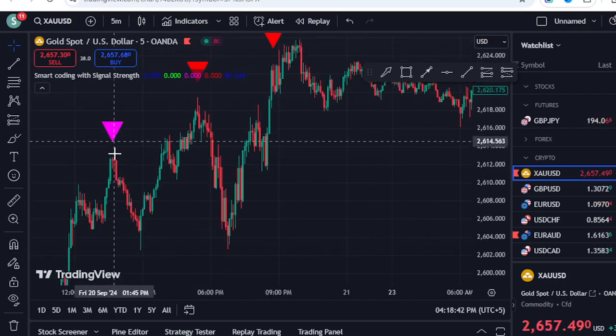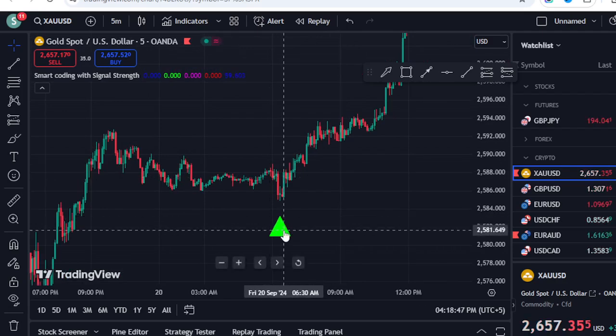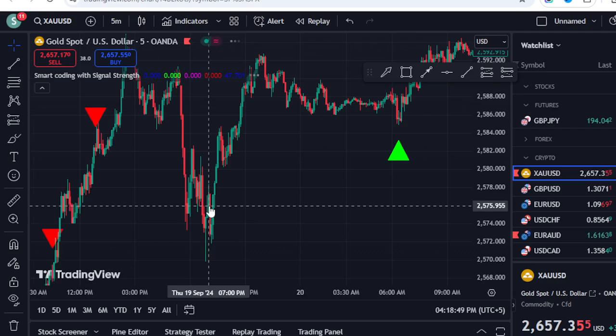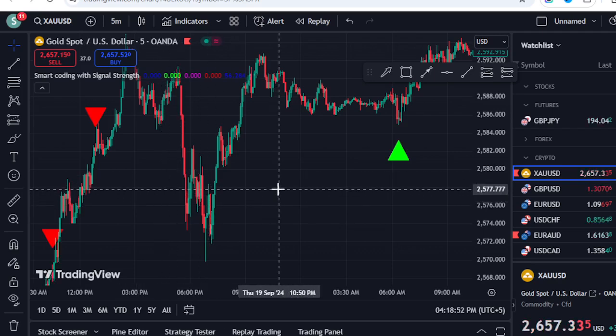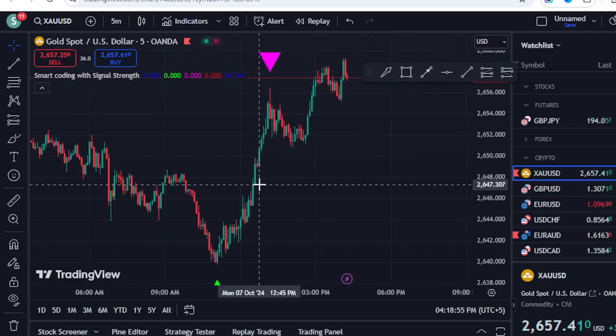Pink, strong rejection. You can see strong rejection comes. That's a green signal, buy, and you can see. So guys, I have shown you almost many of the signals, and this is optimized for the gold 5-minute chart.